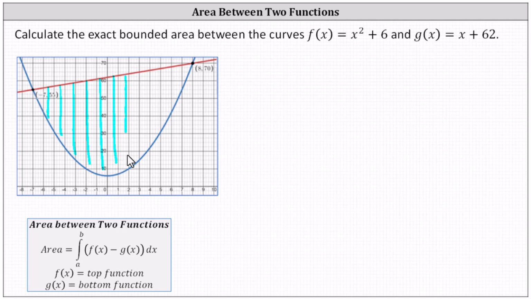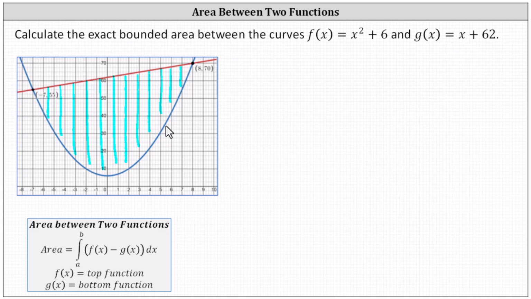It's important that we always graph the two functions when determining bounded area, because when we set up the definite integral that will give us the bounded area, the integrand function, as we can see below, is always the top function minus the bottom function, which means in our case, the integrand function is going to be the linear function g of x minus the quadratic function f of x.